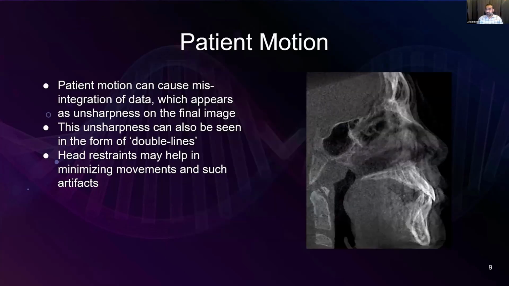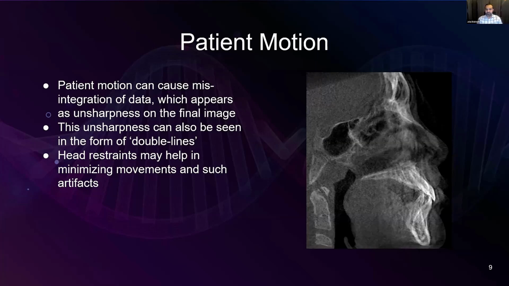Now, as the name suggests, this type of artifact is secondary to patient moving during the acquisition portion of the scan. It results in the misintegration of data and eventually appears as unsharpness on the final image. It can be as significant as what's shown on the image in this slide, or it can be as subtle as localized regions showing what's called the double line effect.